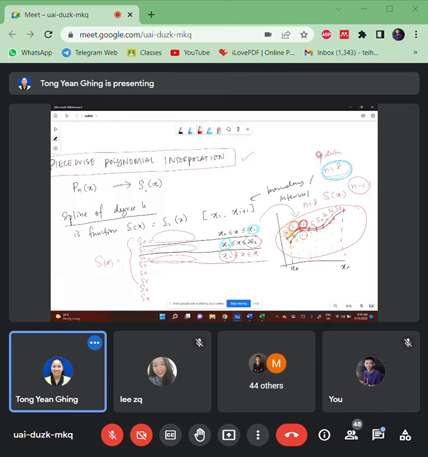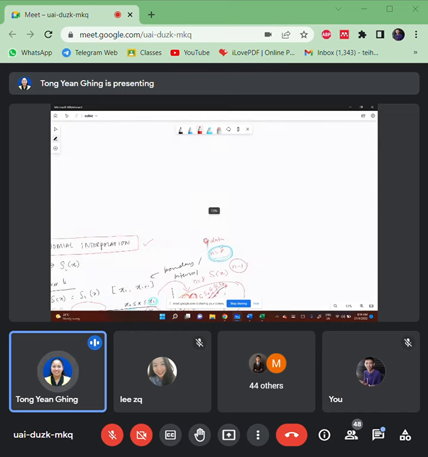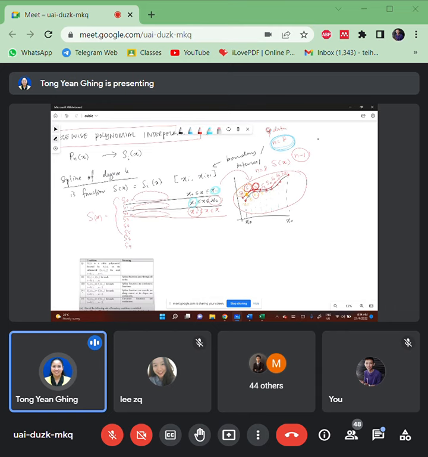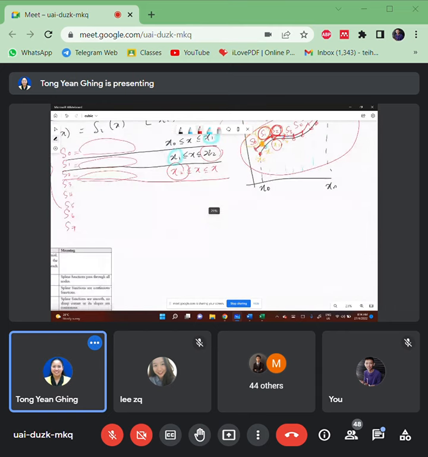Okay, go to this one, spline of the degree of K. Okay, so the set of knots, from X0, X1, X2 until Xn, is based on the spline degree of K. Where this is a spline, but the polynomial for this must be a polynomial of degree K. Let's say the K is 1, this is the linear spline.